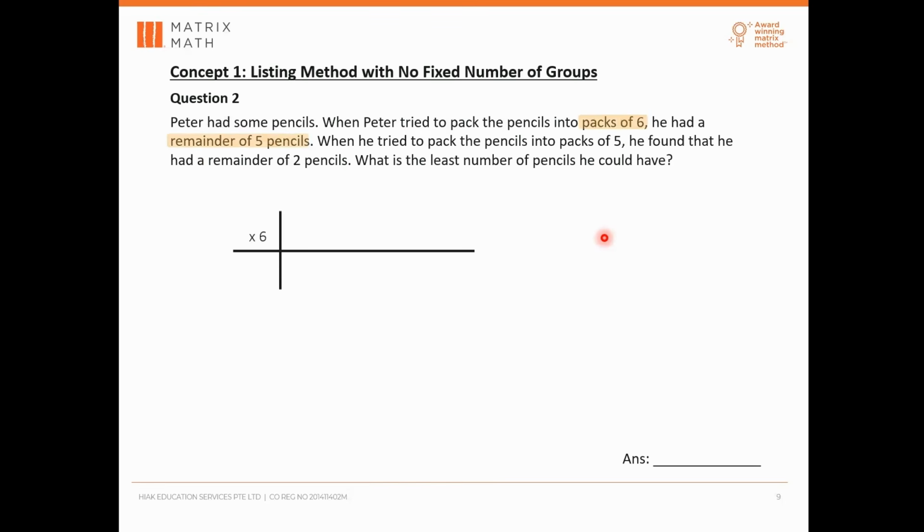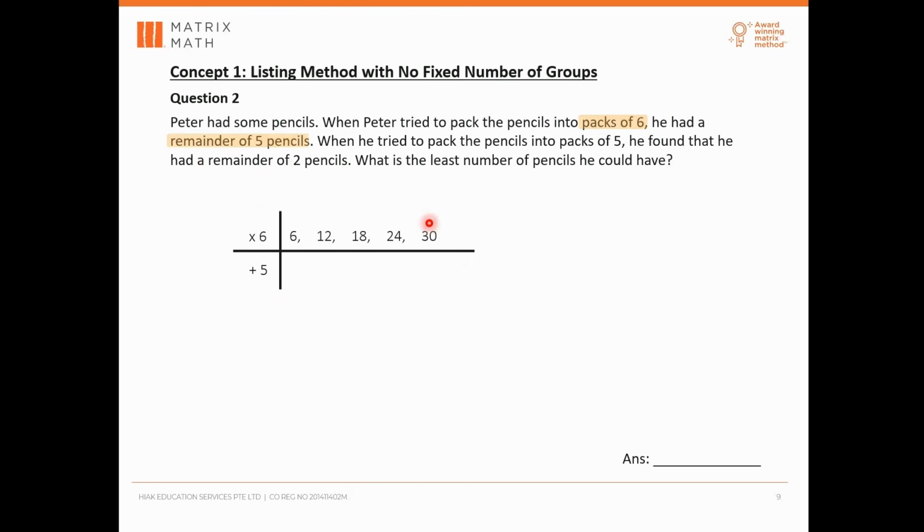Okay, with packs of 6 means you have 6, 6, 6, 6, 6, and so on. So it's a multiple of 6. With a remainder of 5 means there will be an extra 5, so plus 5. So this one, no range given, you start with the smallest number, which is 6. So 6, 12, 18, 24, 30.